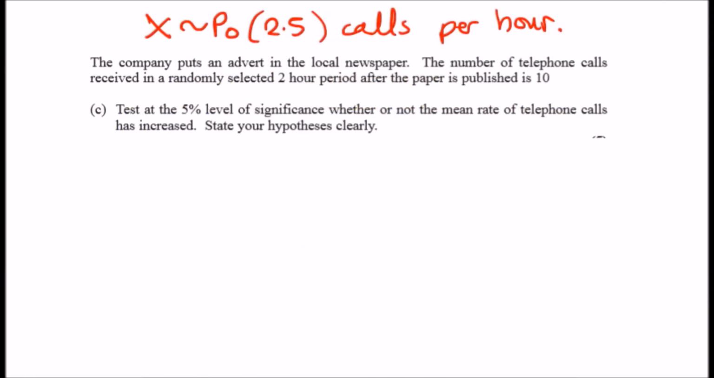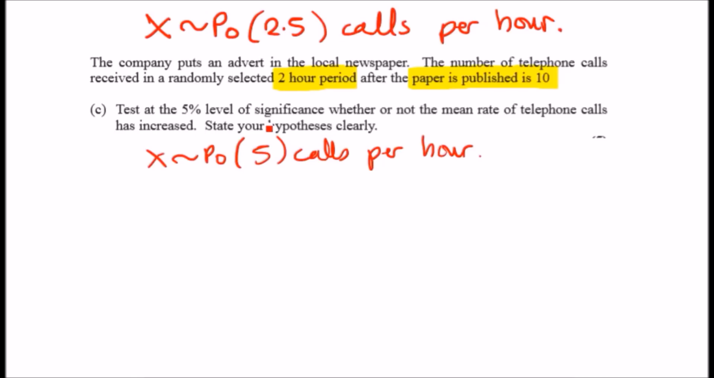Okay, part C. So the company puts an advert in the local newspaper. According to this statement, the number of telephone calls received in a randomly selected 2-hour period after the newspaper is published is 10. So let's just write this down here. This is just a statement, okay? Again, it's not an average. So according to the statement, for a randomly selected 2-hour period, we can assume that the Poisson distribution, if it was 2.5 calls per hour, would be double. So it would be 5 calls per hour. Okay, so that's where we begin.